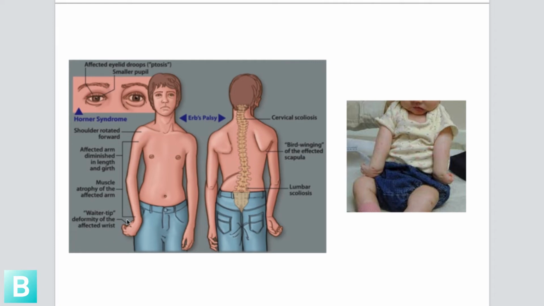Now what movements are lost in Erb's palsy? Abduction and lateral rotation of the arm at the shoulder joint is lost. Flexion and supination of the forearm is lost. Also biceps and supinator jerks are lost, and sensations are lost over a small area on the lower part of the deltoid.